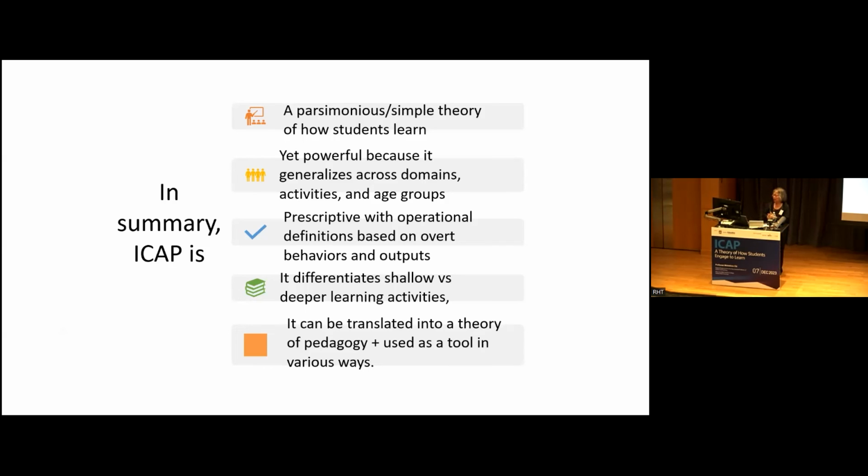Okay, so in summary, ICAP is a parsimonious theory. It's a simple theory of how students learn, and yet it's very powerful because it generalizes across domain, context, age, and different activities. It's prescriptive, with concrete operational definitions about overt behaviors and outputs that teachers can look at and think about. It differentiates shallow versus deeper learning, so it's particularly good for STEM domains. And it can be translated to a theory of pedagogy, in a sense, and used as a tool in various ways.